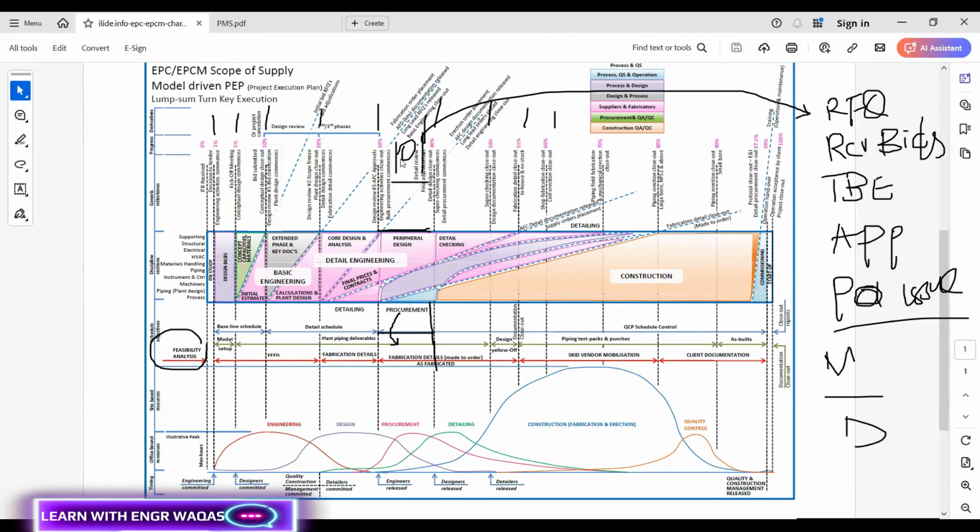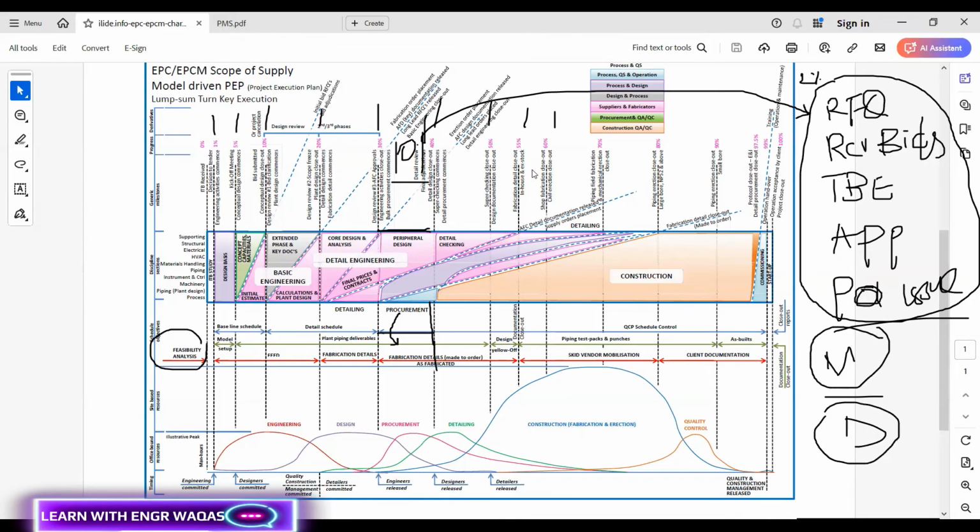Simple. So this 10% would be divided into the progress calculation, like maybe ordering will be 2%, 7% is manufacturing, and 1% is delivery. That is how a planning engineer needs to understand these milestones.